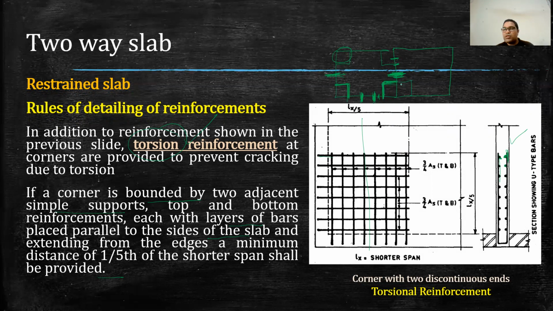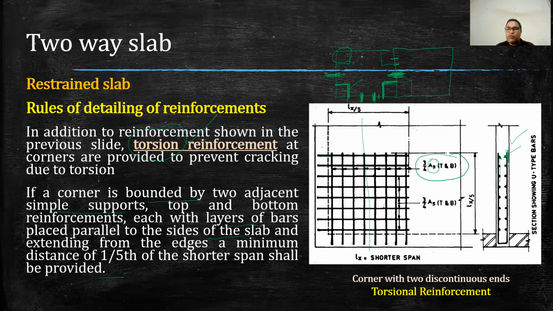So there will be two corners where we will be providing torsional reinforcement. Now, what is the amount of that reinforcement? First, we will see in this case, it is saying that we will provide four layers. Now, each layer will have reinforcement area as 3/4 of AS. Now, what is AS? AS is the area of reinforcement provided at the slab midspan, provided for maximum bending moment which will occur at the midspan.